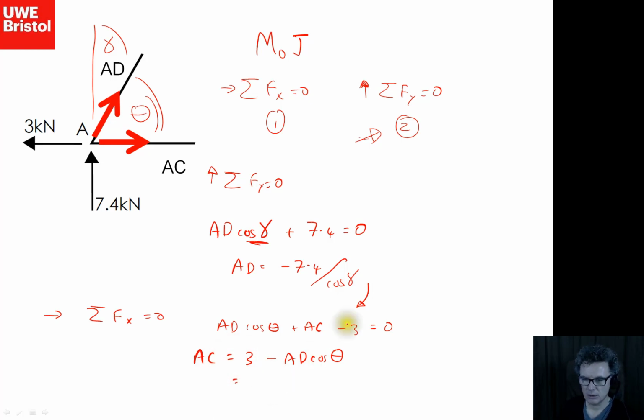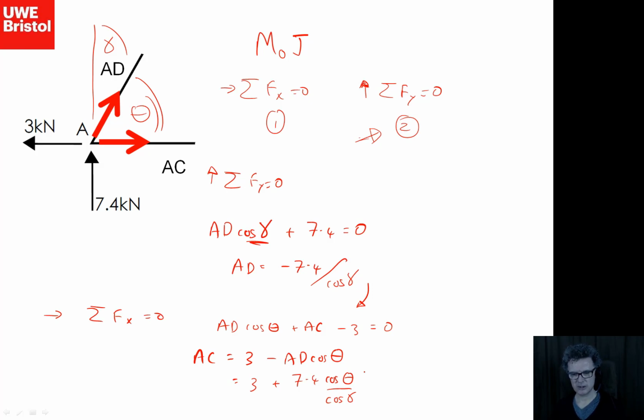So that would give me what? Well, I could substitute that thing up there. So 3 plus 7.4 cos theta divided by cos gamma. Okay, again, I'm not working out the angles, but looking at the values that we got there, what can we see about AC?